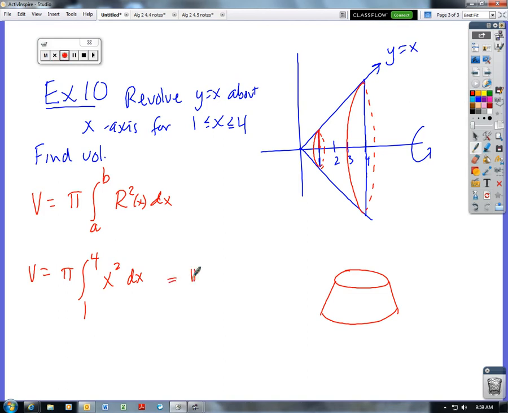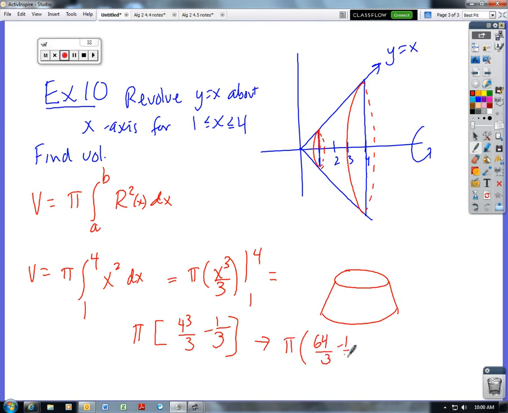So it sets up to a really pretty simple integral. We'll integrate that, so we've got pi out front. We integrate x squared to get x cubed over 3, and then go from 1 to 4. So pi, put a big bracket, put 4 in there: 4 to the third over 3 minus 1 to the third over 3. That becomes pi times 64 thirds minus 1 third, which is 63 thirds. That goes in 21 times, so that's 21 pi units cubed.